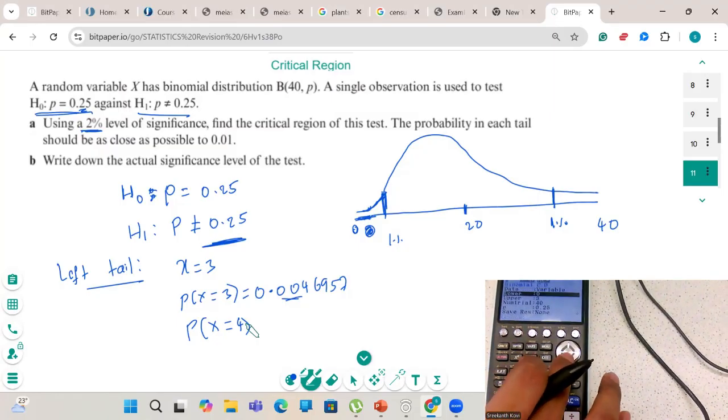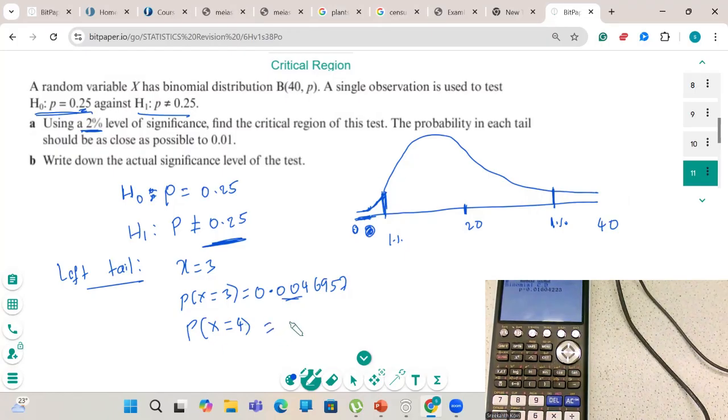So P of x equal to 4 is 1.6%. But the catch is here, probably this is 0.016042223, which is more than 1%. So 4 is going to be somewhere here. We don't need that value. The last value which was in critical region was 3.